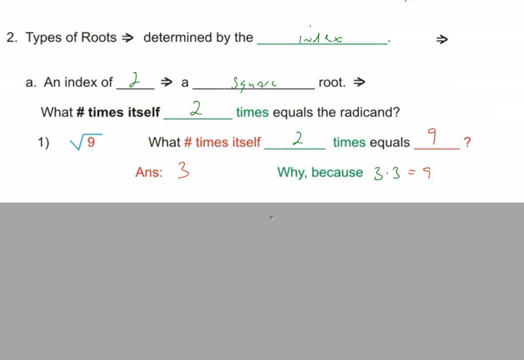What number times itself 2 times equals the radicand? And by the way, what is a 3 times a 3? It's a 3 squared. We're going to learn later on that whenever the exponent matches the index, the answer is the base, right? What's the square root of 3 squared?